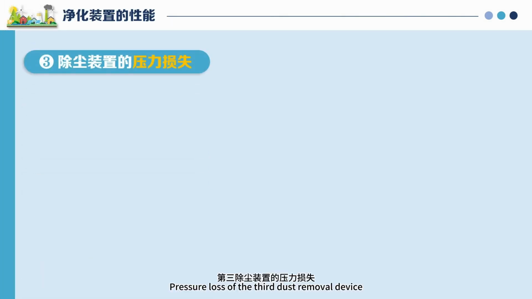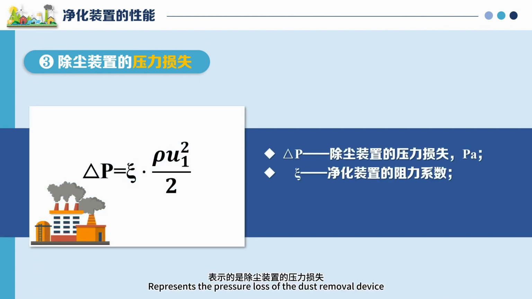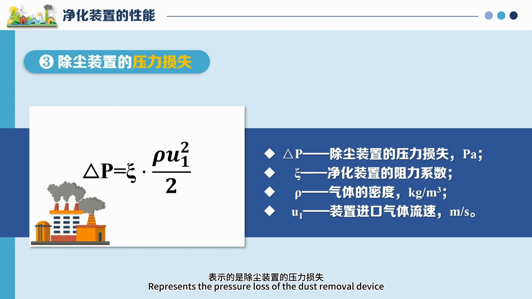Third, the pressure loss of the dust removal device. This formula represents the pressure loss of the dust removal device. You can see pressure loss relates to the resistance coefficient of the purification device, the density of gas, and the inlet gas flow rate of the device.